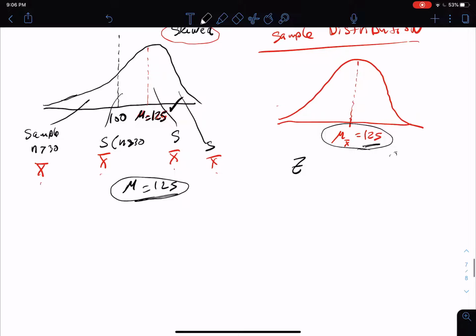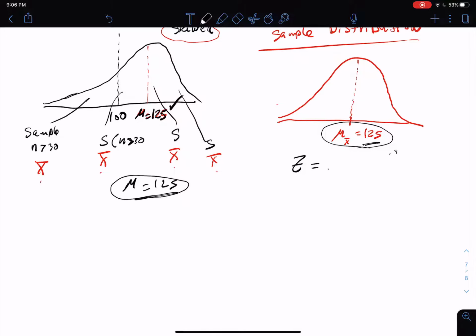And by the way, the z formula for this would be the sample mean minus, and once again, we usually say the mean of the sample means, but because that's the same as the population mean, you don't have to do that. You can just take the population mean and divide by the standard deviation of the sample means. So we can get z-scores.